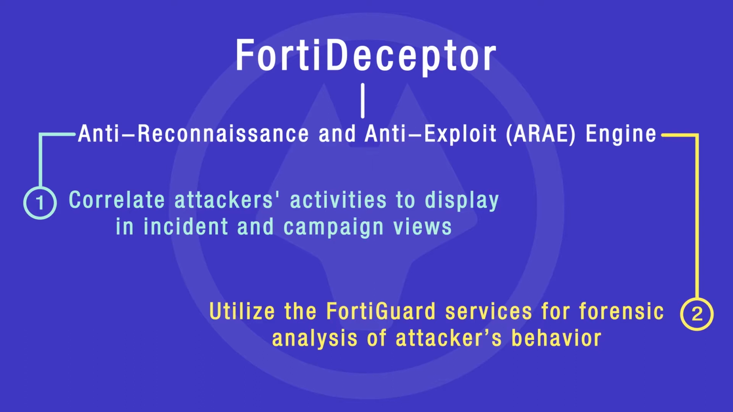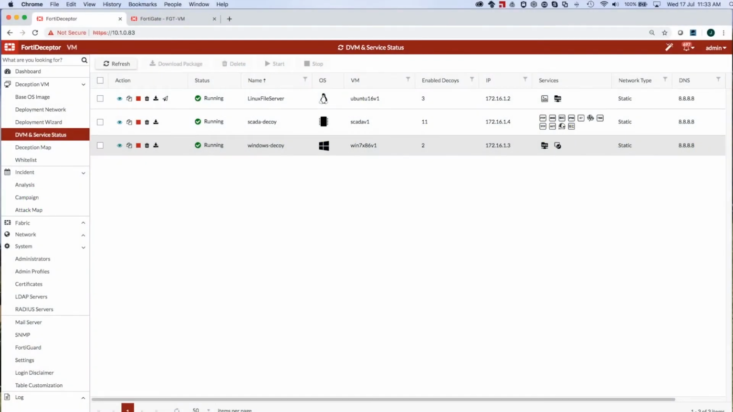FortiDeceptor will use the following FortiGuard services: intrusion prevention, web filtering, and antivirus. FortiGuard services help detect and alert SOC analysts of activities to and from the decoy VMs. Now let's take a look at an example.